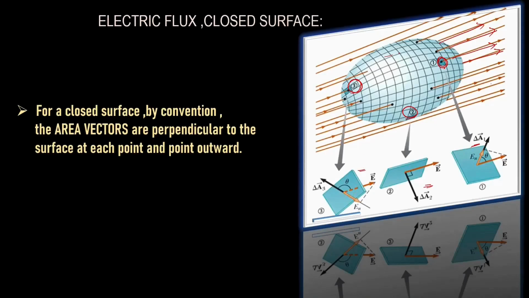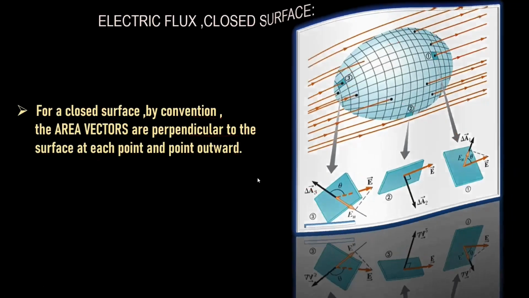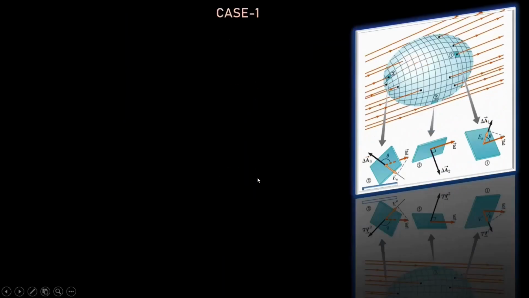What we are noticing is that for a closed surface, by convention, the area vectors are perpendicular to the surface at each point and are pointing outward. So for every surface area element, the area vector is pointing in a different direction, but the electric field will remain the same for all the planar surfaces. That is how we have to divide this entire closed surface into different area elements. Now let us see how the flux will be associated with each of them.